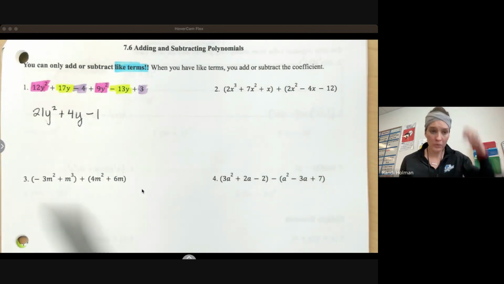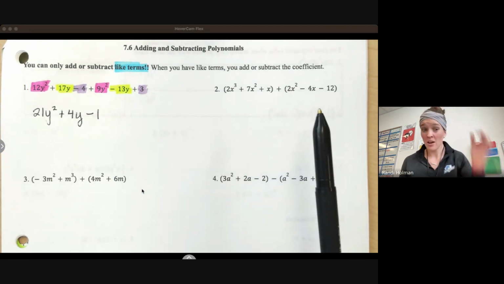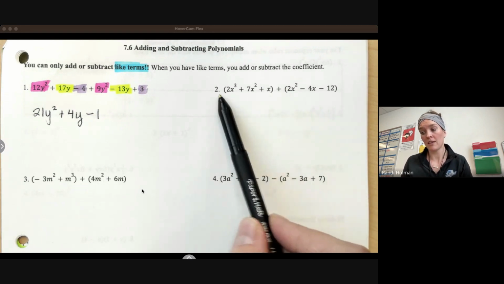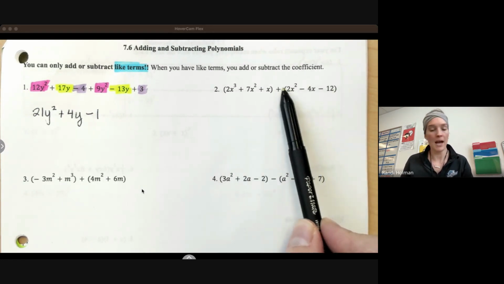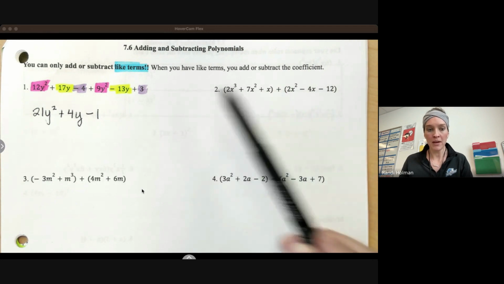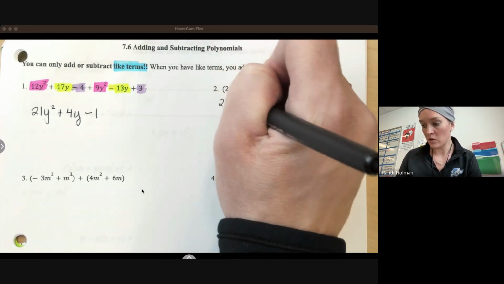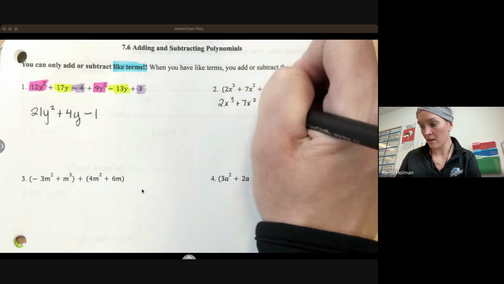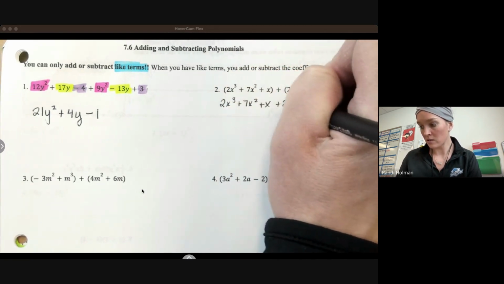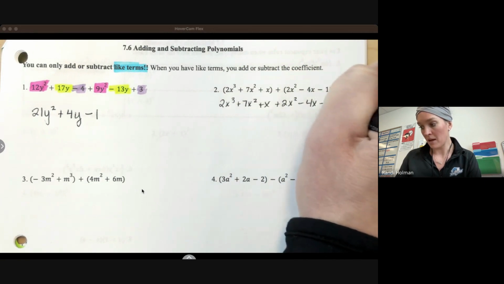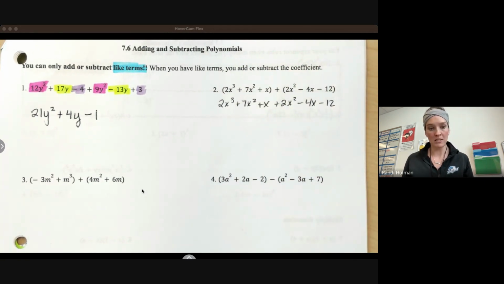Okay, oftentimes we get a little confused when we have these parentheses here. Really, these parentheses are just grouping these together to say, I'm taking this trinomial and adding it to this trinomial. But once we've identified that we're doing that adding, this is exactly the same as just saying 2x cubed plus 7x squared plus x plus 2x squared minus 4x minus 12. All of those parentheses are doing is emphasizing that we're taking one trinomial and we're adding another trinomial. But once we've identified that, we can drop those parentheses and just go back to identifying our like terms.